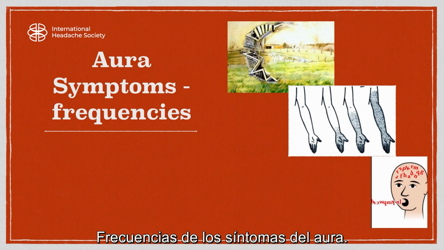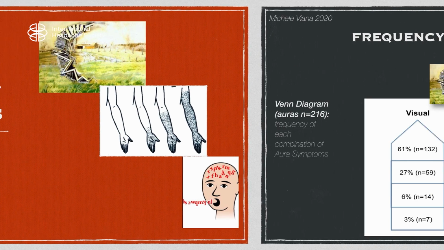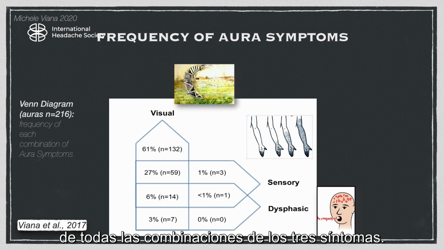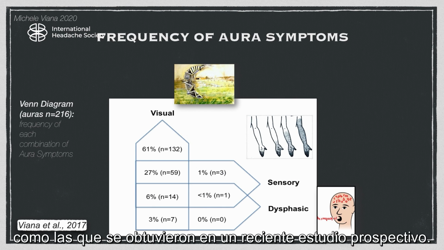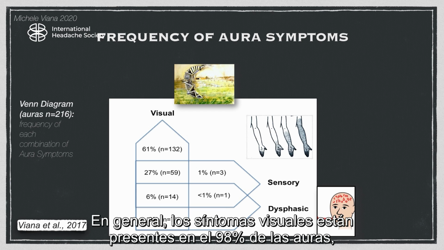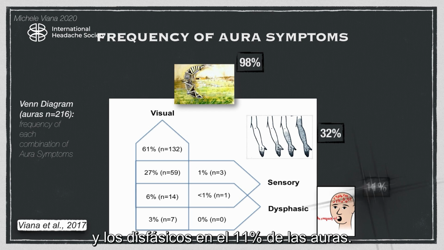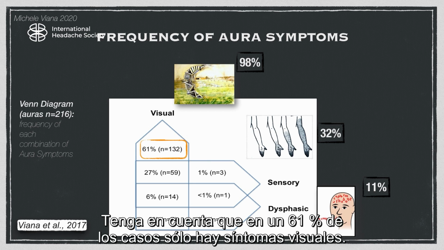Frequency of aura symptoms. In this diagram, I reported the frequency of occurrence of all the combinations of the 3 symptoms. Such data came from a recent prospective diary-aided study. Overall, visual symptoms are present in 98% of auras, sensory in 32%, and dysphasic in 11% of auras. Please note that in 61% of cases, there are just visual symptoms.